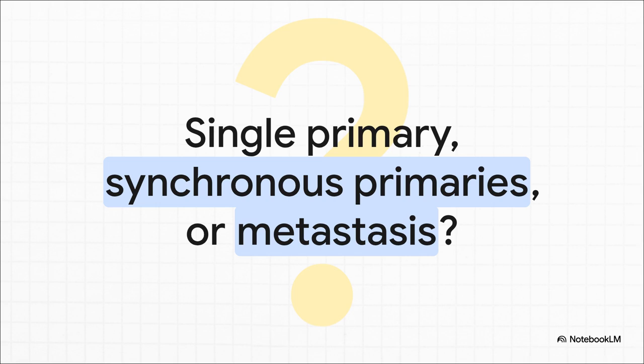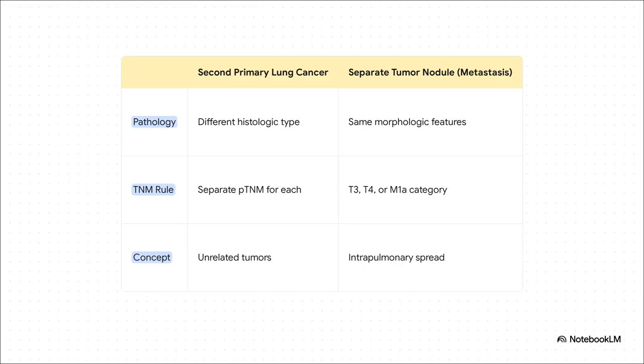The answer you come to is a huge deal. It completely changes the patient's stage and their entire prognosis. This table basically shows you the decision tree. Just look at that top row, pathology. If the nodules look different from each other, one's an adeno and the other is a squamous, boom, they're treated as separate primary cancers. Each gets its own stage. But if they look identical, we have to consider them metastases from a single tumor. And that, as you can see in the next row, immediately changes the stage to a T3, a T4, or even an M1A. That has a massive impact on the patient's outlook.